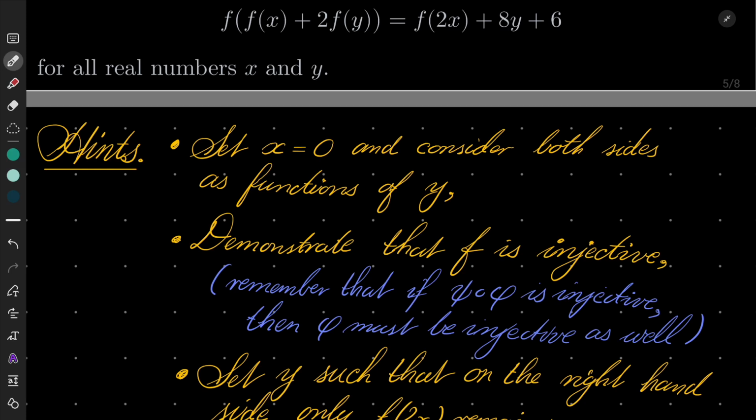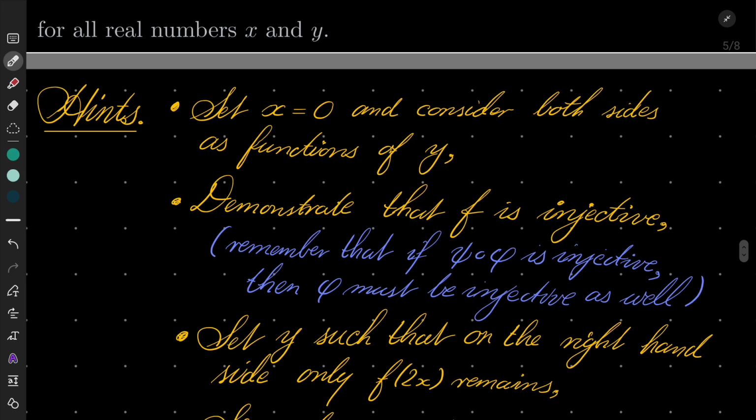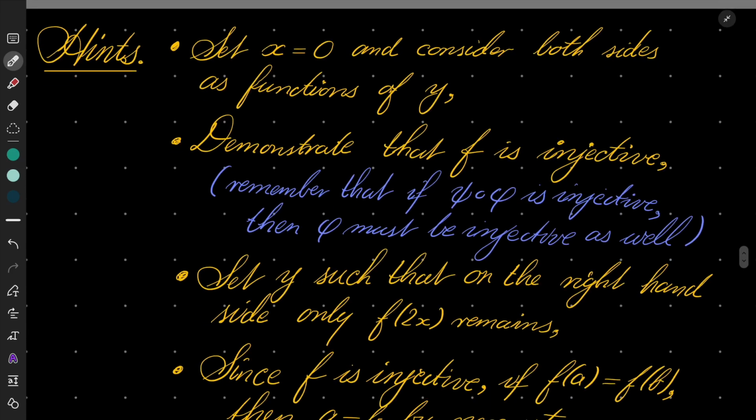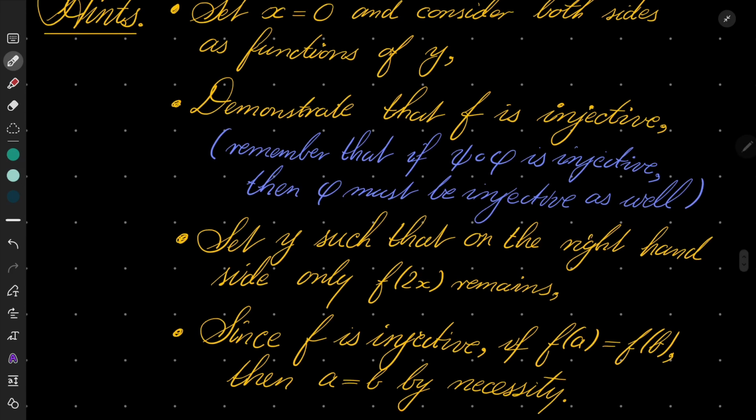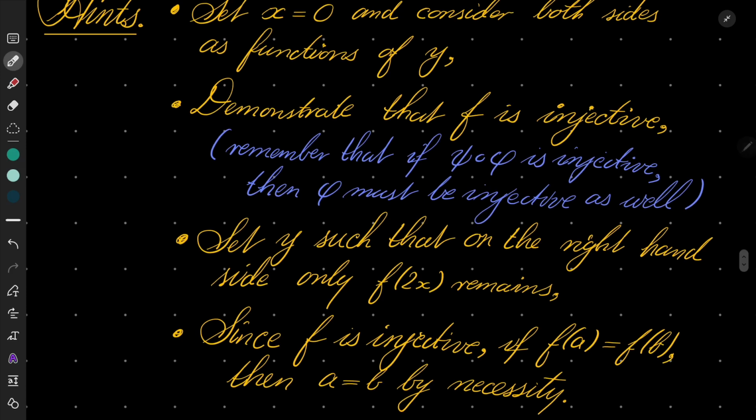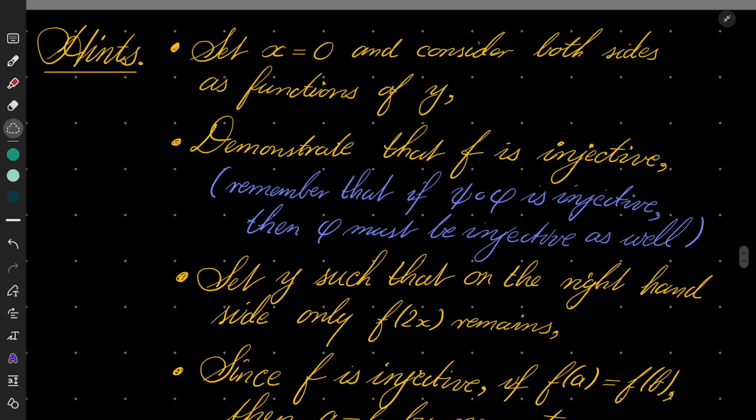And then the trick is to put a suitable value of y such that on the right hand side only a function of 2x remains, and then use injectivity, which means that if f of a equals f of b for some numbers a and b, then arguments a and b must be equal by necessity. So give this problem a try and I will see you in a minute.